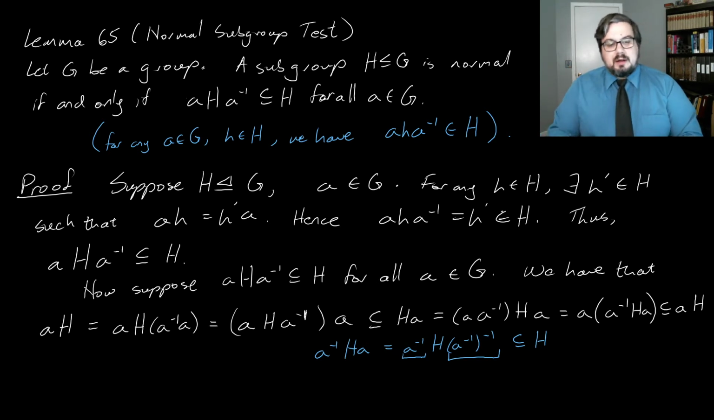So now look at what's going on. We have on the very left of this string of equalities and containments the set aH, and we know that that is a subset of the set Ha. But going through again, we have that that whole thing is a subset of the set aH. But because we know that the two sets on the left and right are the same, they're both just aH, that means that all of these subset relationships we had throughout actually have to be equalities.